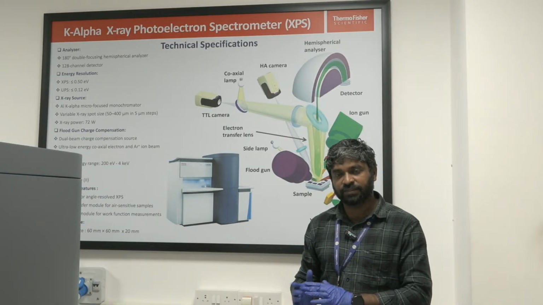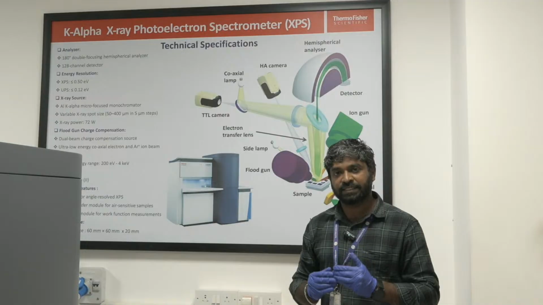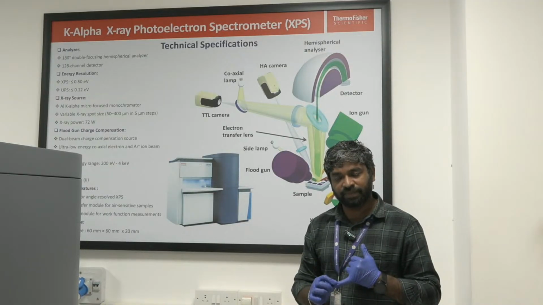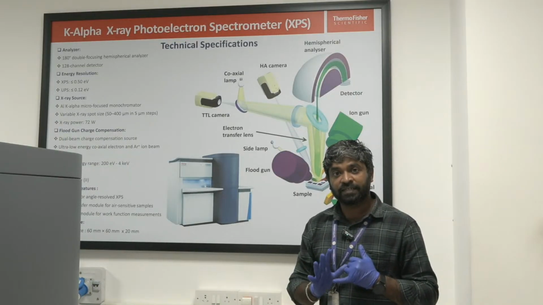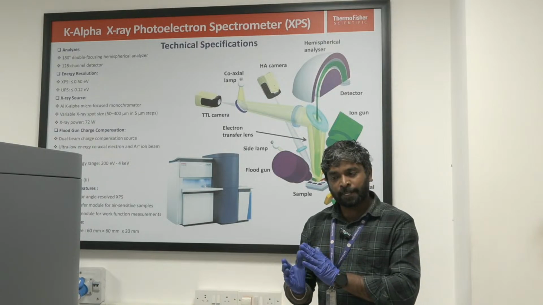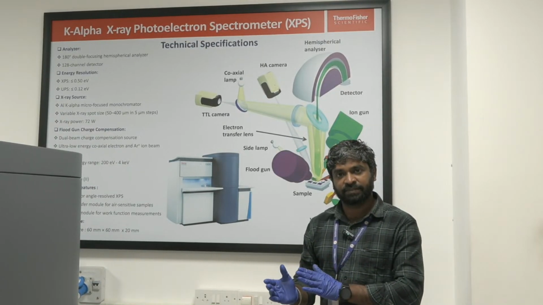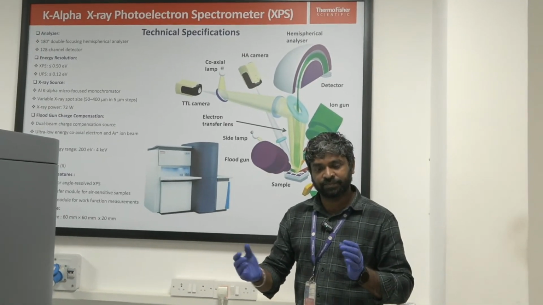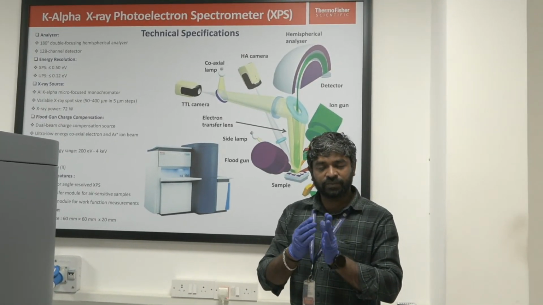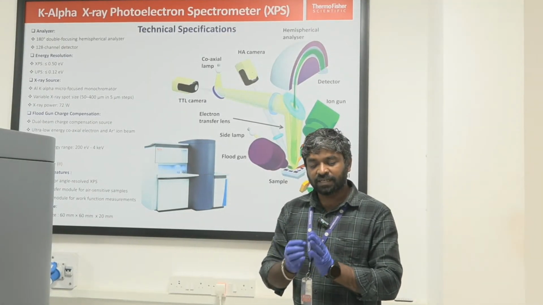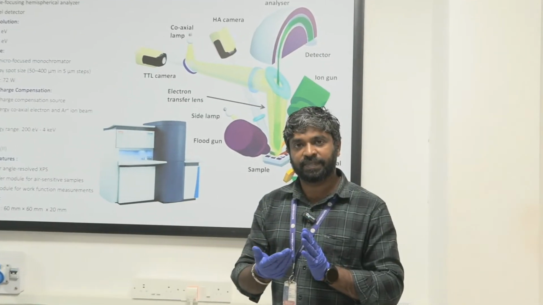In this XPS system we are getting three major pieces of information. The first is what elements are present in your samples, whether known or unknown. What elements are present in your samples will be identified from the survey spectrum from 0 to 1486 eV. After that, we have to do the high resolution spectrum for each element. From this high resolution spectra you will get the chemical composition.